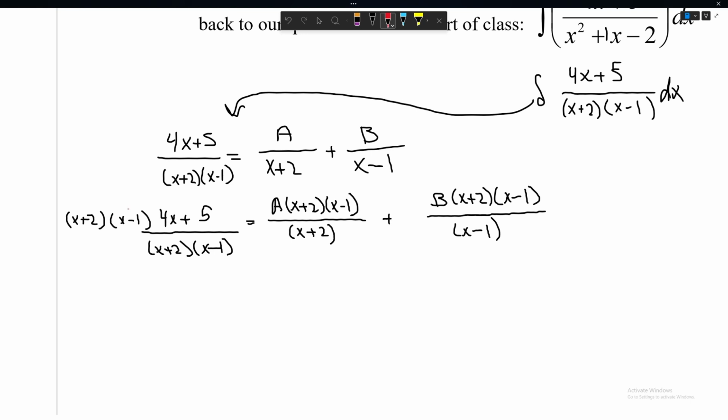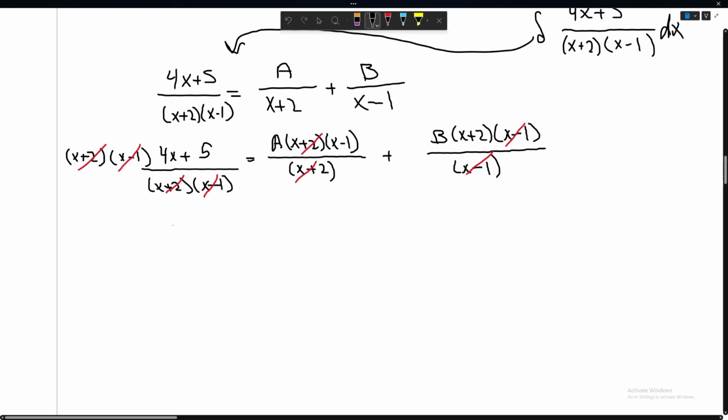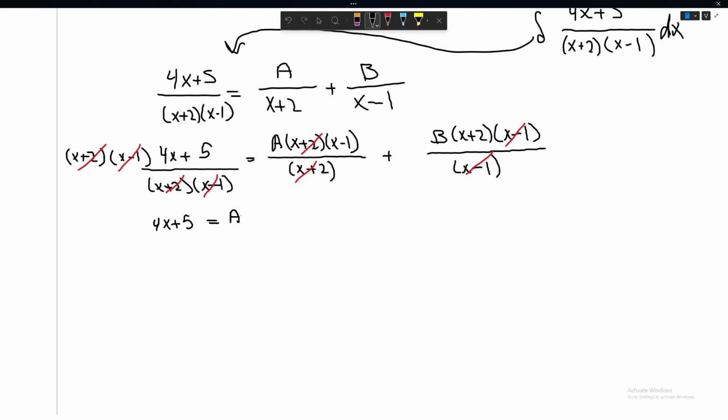And now, as you can see, these cancel out with these. You have this canceled out with this, and you have this cancels out with this. And that's a good thing, because it makes the way we find the constants a lot easier. So now what we get is 4x plus 5 equals a times x minus 1 plus b times x plus 2.